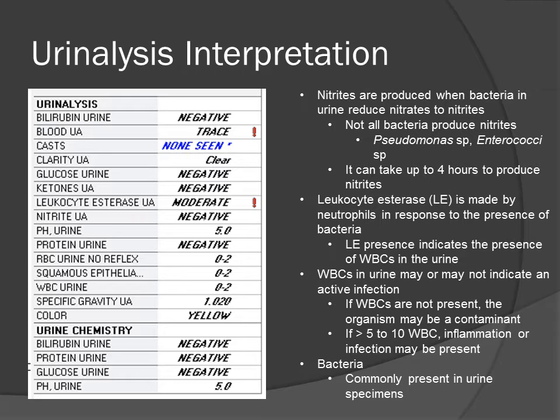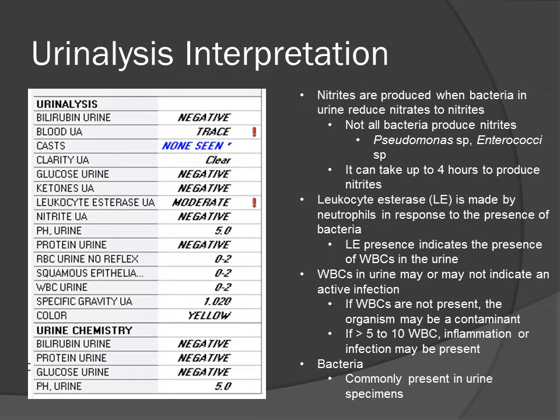So nitrites are produced when bacteria in the urine reduce nitrates to nitrites. Not all bacterial species do this, but when it's positive, it's pretty suggestive of a bacterial infection. Examples of those that do are Pseudomonas species and Enterococci. It can take up to 4 hours to produce nitrites, so if it's negative, that doesn't necessarily mean that the bacteria aren't there, it just might mean that you caught the infection early.